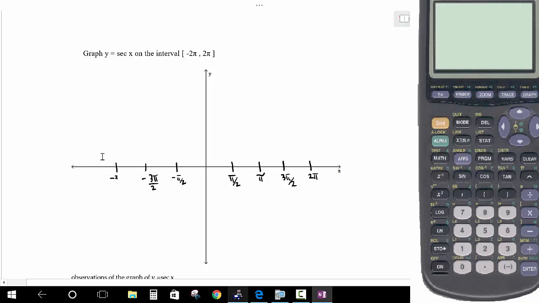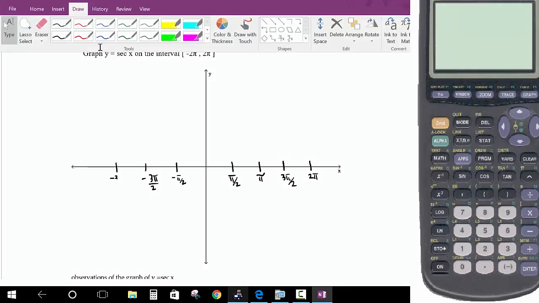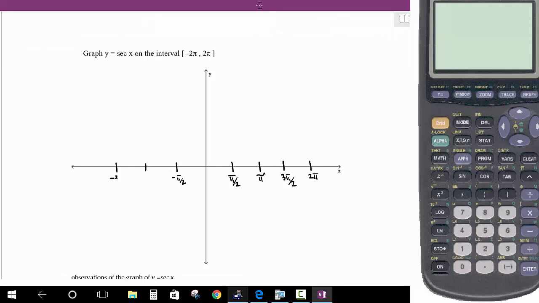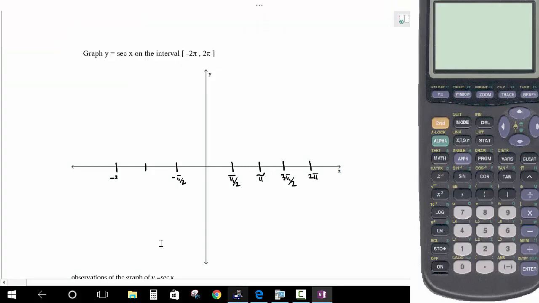What in the world am I doing? See how sloppy and messy I'm being here? Come on. All right, let's get that better. I know better than that. This is negative pi, and then this is negative 3 pi over 2, and then this is negative 2 pi. Now let's make the y-axis go up to maybe 4, and maybe down to negative 4 like that.